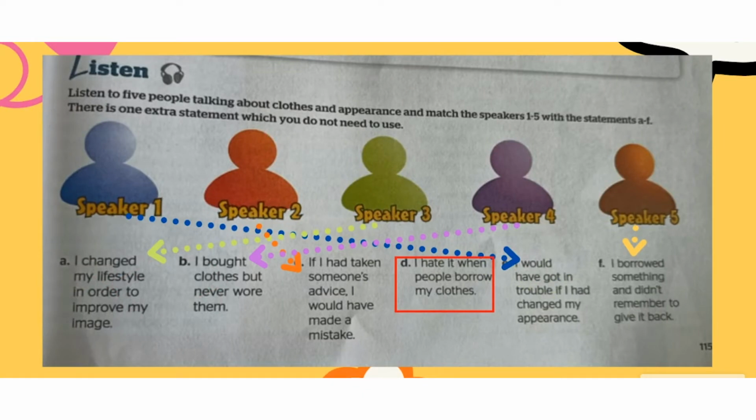As you can see here, speaker one is actually talking about "I would have got in trouble if I had changed my appearance." If you listen to the first audio, the first speaker talks about the choice that her sister chose for her, and then she ended up choosing the other one, like black and red.